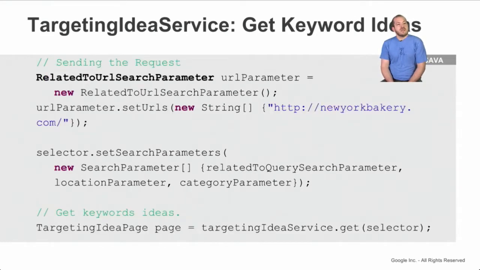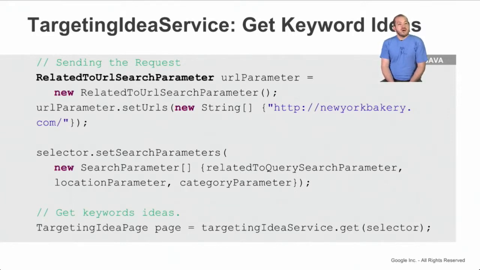Finally, you would set the related to URL search parameter. This is the actual URL that we know corresponds to this business. So say it was newyorkbakery.com. We would set the related to URL search parameter to the URL of the website. This allows the Targeting Idea Service to also base its ideas on some of the content of the landing page. So for example, if this particular bakery made very good wedding cakes and that was mentioned on their webpage, then the Targeting Idea Service may pick up on that and include wedding cakes in one of the ideas that it returns to you.